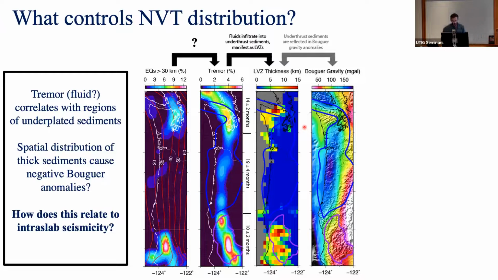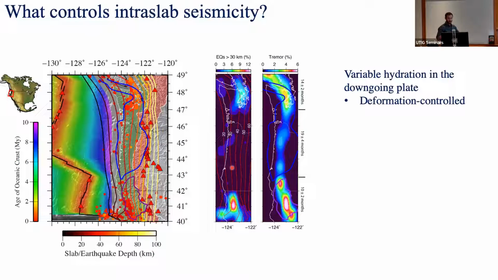So now I want to turn our attention to what could control intraslab seismicity variations along the Cascadia margin. Because if these are acting as a proxy for where we're releasing fluids, this would explain the correlation with non-volcanic tremor. And I want to walk through two end-member hypotheses for why intraslab seismicity is distributed in the way that it is. And the first one, I think, would be most people's gut reaction to seeing this.